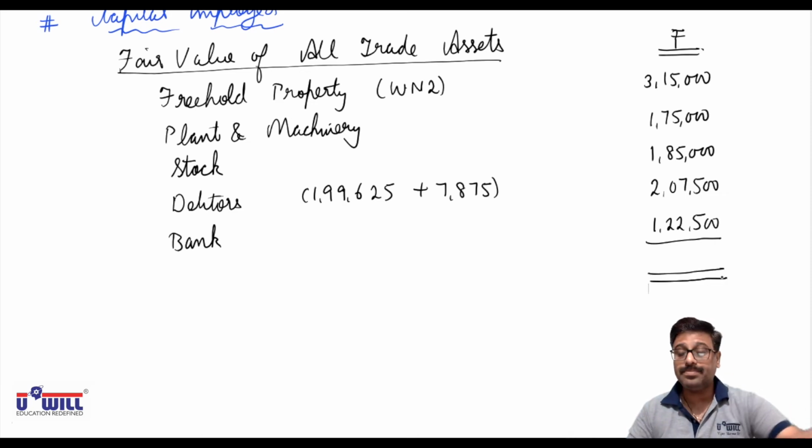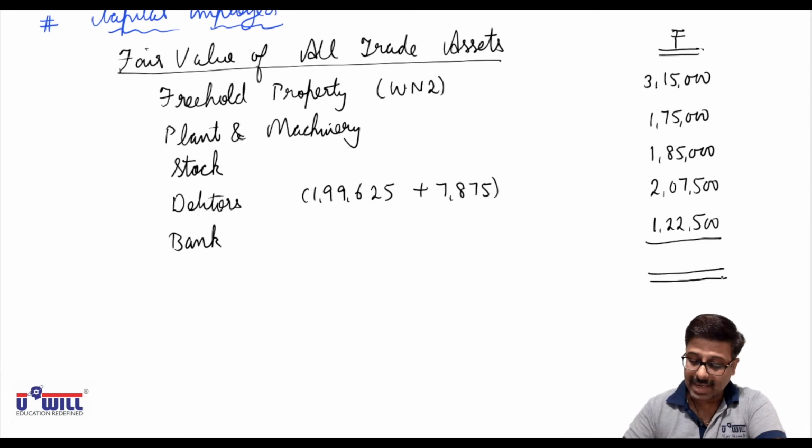Do the total. 3,15,000 plus 1,75,000 plus 1,85,000 plus 2,07,500 plus 1,22,500 comes to 10,05,000. What is this 10,05,000? Fair value of all trade assets, mark it as A.